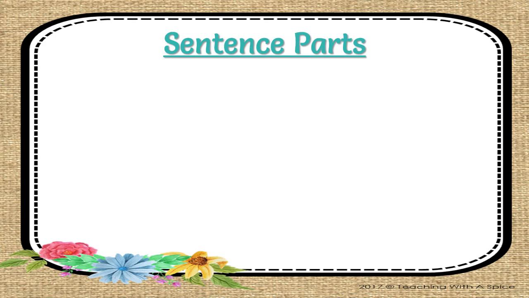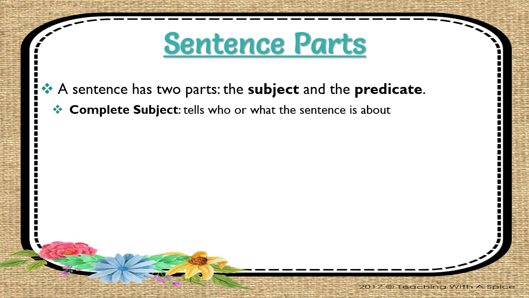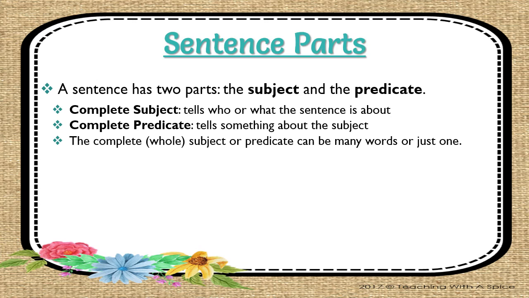Our grammar lesson for today is about the sentence parts. So yesterday we talked about our 4 types of sentences. Remember, they are declarative, imperative, interrogative, and exclamatory. A sentence has 2 parts, the subject and the predicate. A complete subject tells who or what the sentence is about, and the complete predicate tells something about the subject. The complete or whole subject or predicate may be many words or it could be just one.